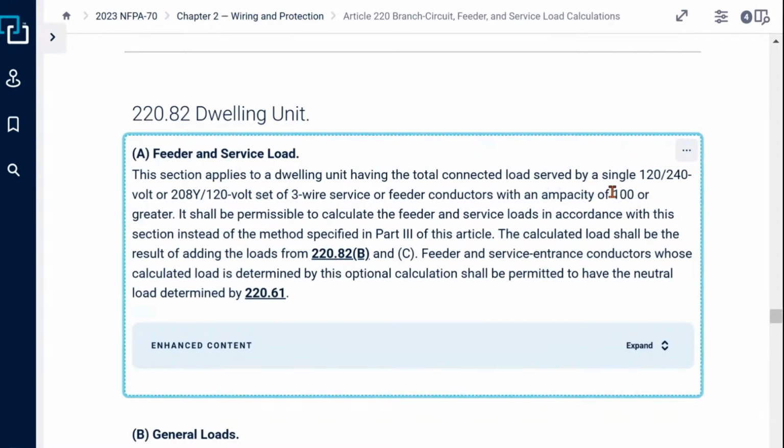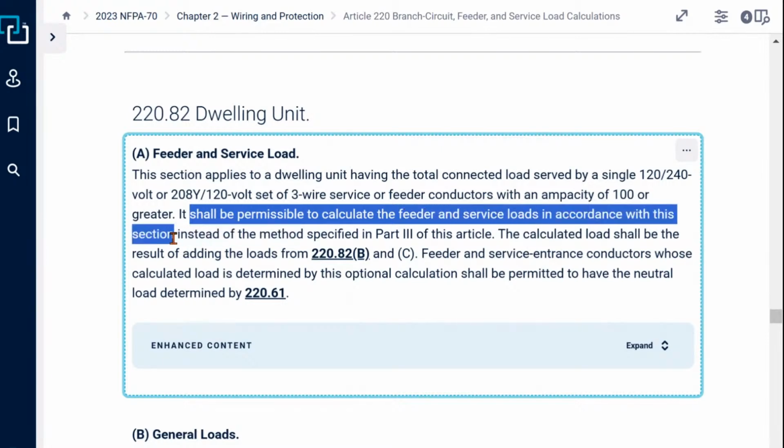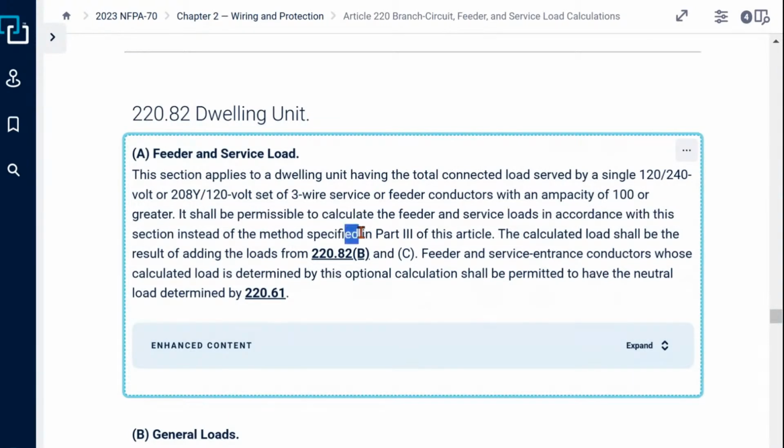So again, you can only apply the optional method if you're in a situation where it's going to be 100 amps or greater. And it says it shall be permissible to calculate the feeder or service loads in accordance with this section. Not required. Like we say, it's optional. You can use the standard method every day of the week if you want to. And on exams, they typically use the standard method.